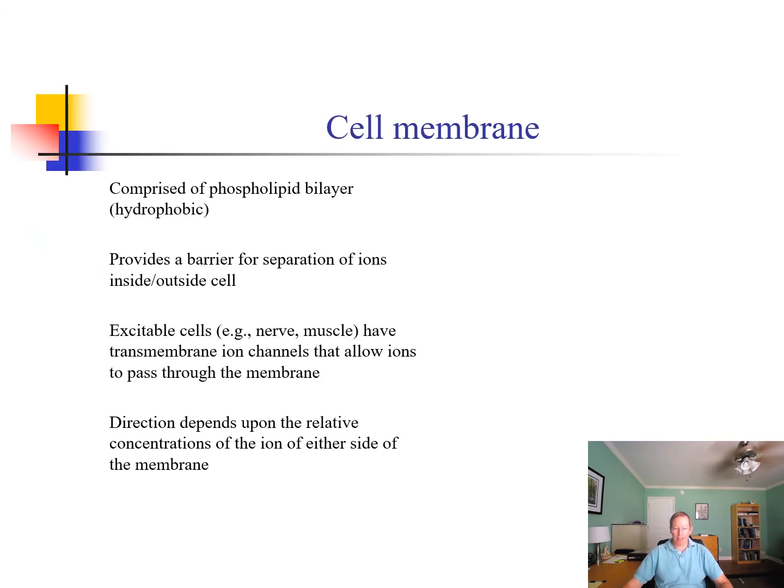Now remember that certain cells in the body are polarizable. They can have a potential difference between the inside and the outside of a phospholipid bilayer. And that separation of ions is something that allows for those cells to be excited. Things such as nerve cells or muscle cells have transmembrane ion channels that allow those ions to pass once there is an appropriate stimulus.